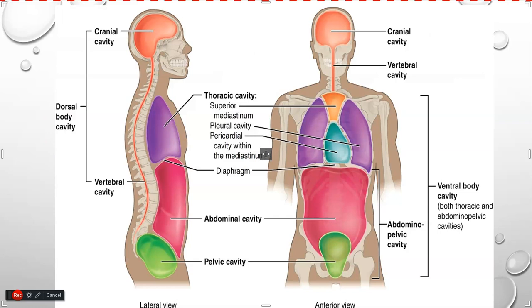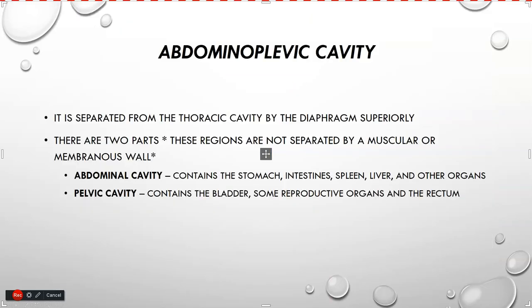So we see here in the diagram that we have in purple the two pleural cavities for the lungs. We have the pericardial cavity, which contains the heart, in teal, and we have the mediastinum, which contains a number of structures. So that represents the thoracic cavity and its subdivisions within the ventral cavity. The next one is the abdominal pelvic cavity.